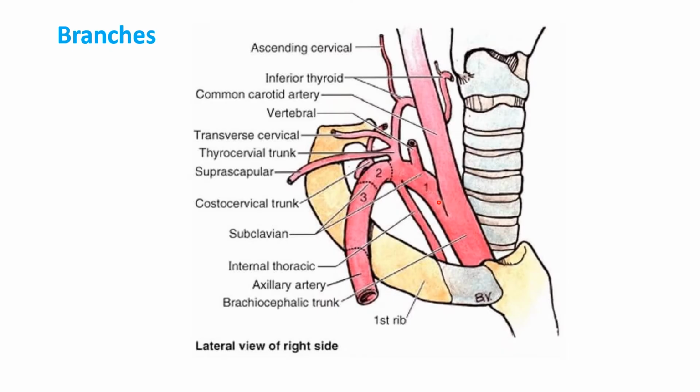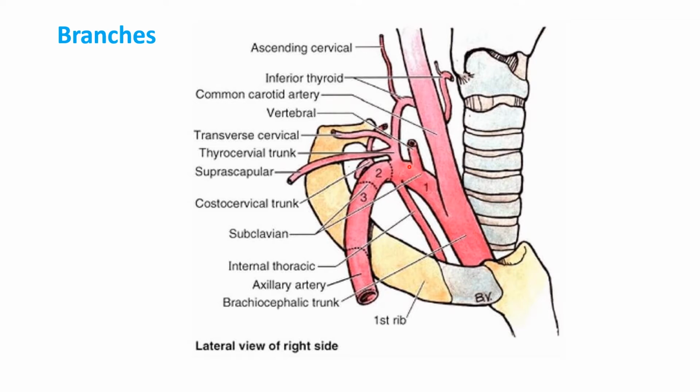Now let's do the branches. From the first part arises the vertebral artery. We will just see the vertebral artery in detail. The vertebral artery, after it originates, enters into the foramina transversarium of the C6 cervical vertebra. Please remember, the foramina transversarium of the C6 cervical vertebra, not C7.